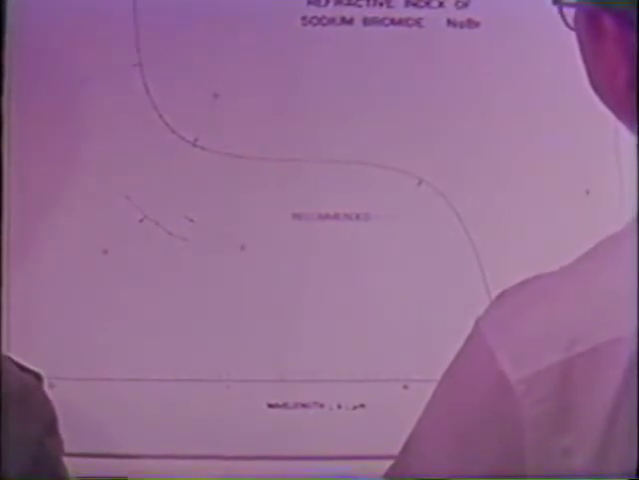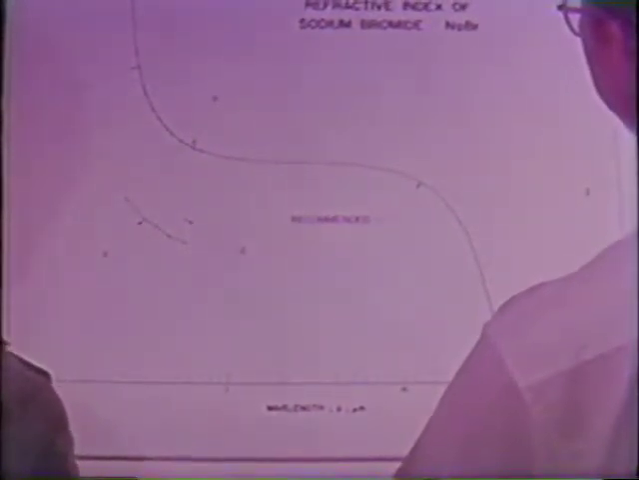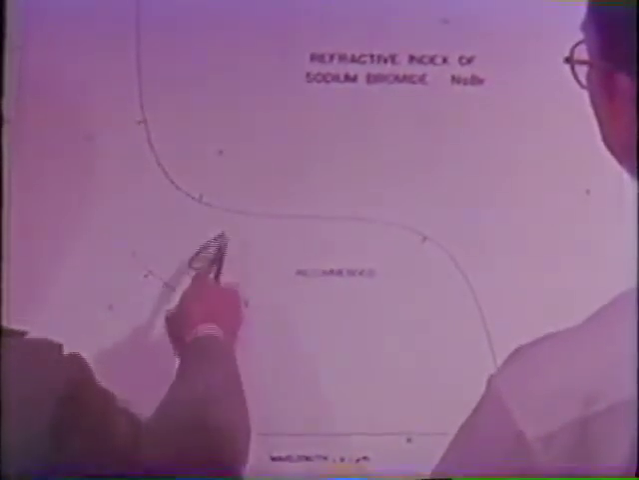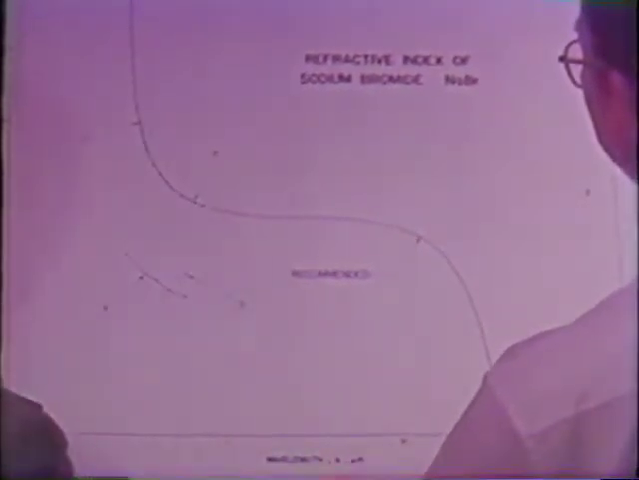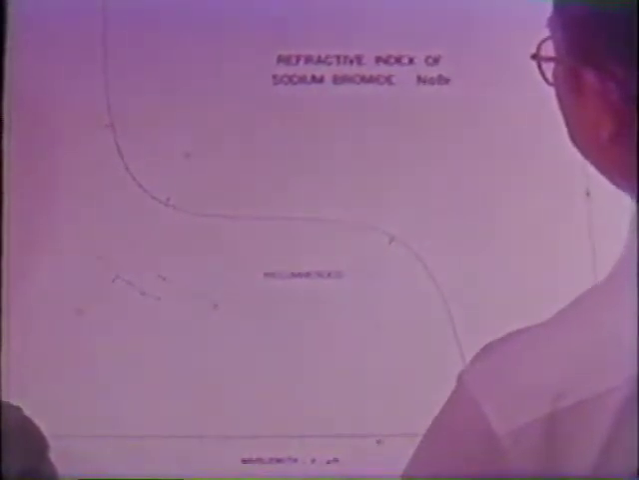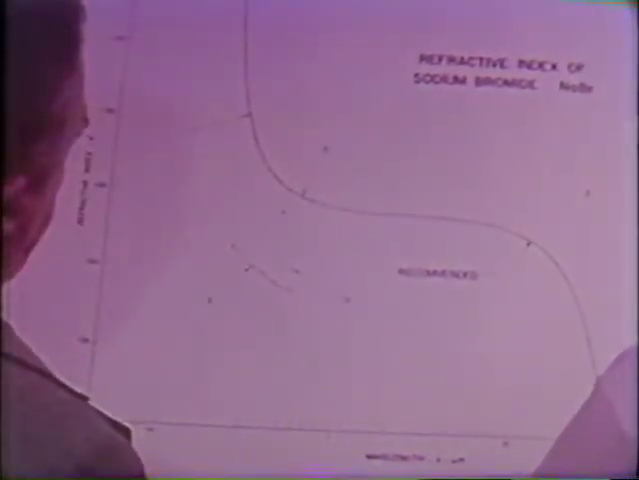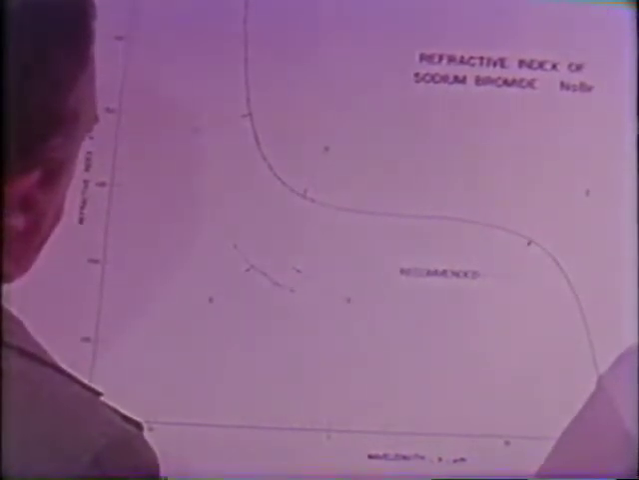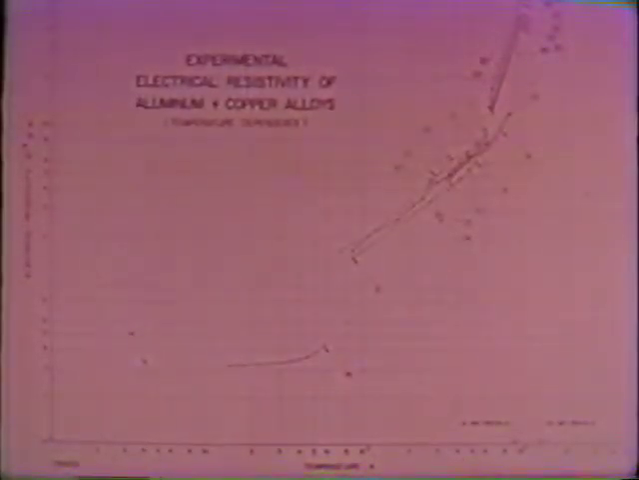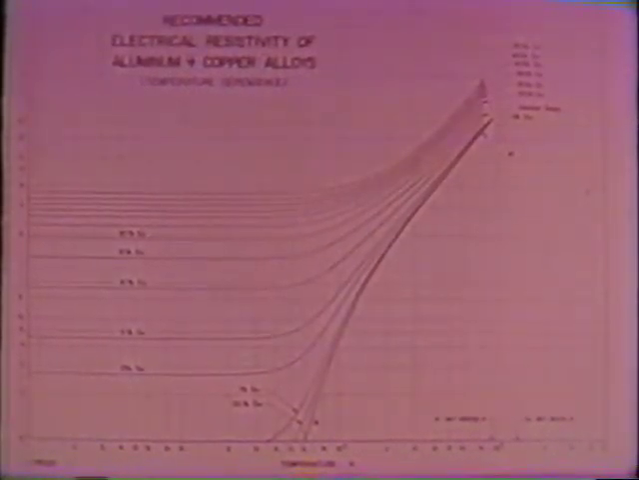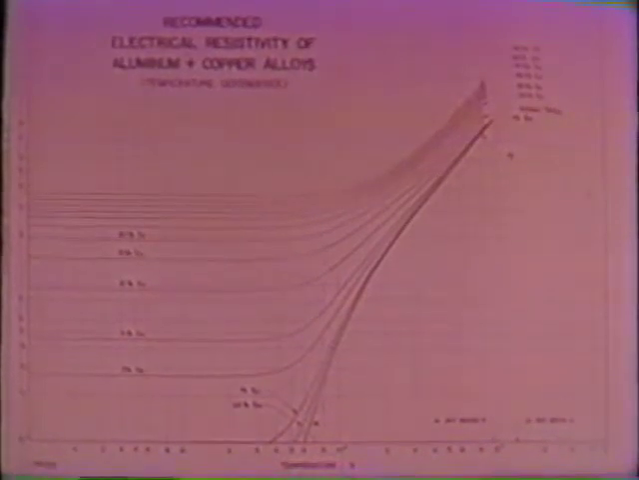CINDAS not only evaluates the existing information, but also fills important gaps through the process referred to as data synthesis. Good examples are these data on the refractive index of sodium bromide. From these fragmentary data, CINDAS has used its techniques of synthesis to generate a complete mapping of reference values that covers the full range of wavelength, an almost hopeless task for the experimental laboratory. Similarly, the fragmentary and insufficient experimental data on the electrical resistivity of aluminum-copper alloys have been transformed into a full range of recommended reference values through data synthesis.